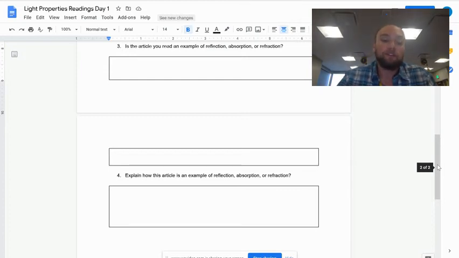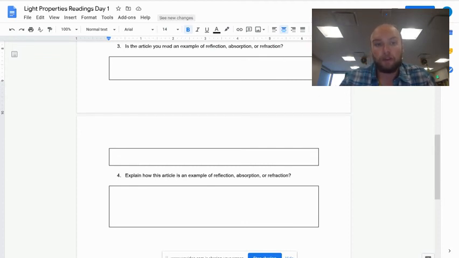Ladies and gentlemen, if you just copy and paste something in number 4, you are not going to get full credit. You need to be able to explain in your own words why it is reflection, absorption, or refraction. It's a challenging piece. Some of you may find it a little bit frustrating, but that's where a lot of the learning is going to take place for you to answer this question. So if you see something that totally explains it in the article, that's great, but you just need to be able to put it into your own words.